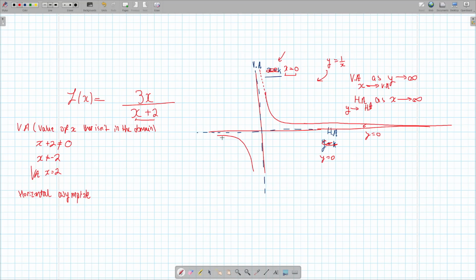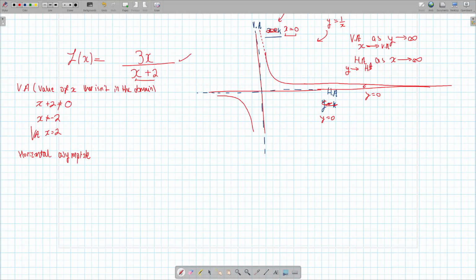So you'd ask me, Walid, how do I find the horizontal asymptote? Let's take this example here, 3x over x plus 2. When we say horizontal asymptote, we say as x approaches infinity, y approaches what? When you say x approaches infinity, what does that mean? I go and I plug x as infinity.